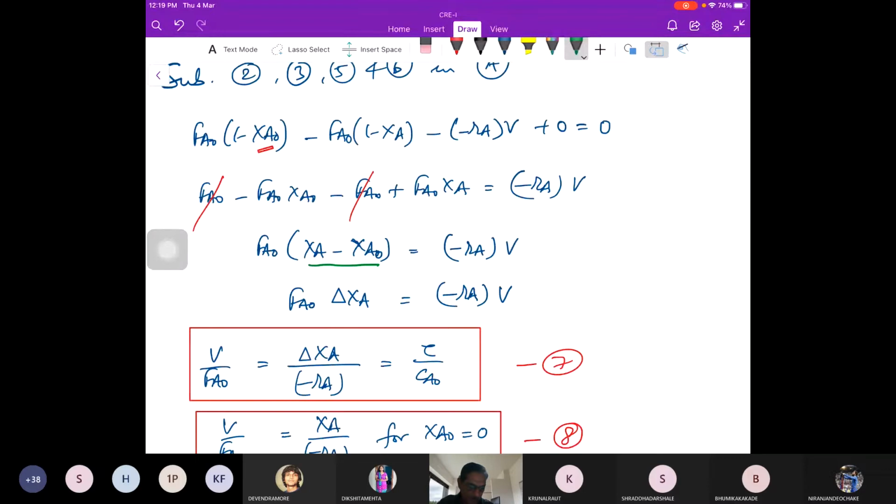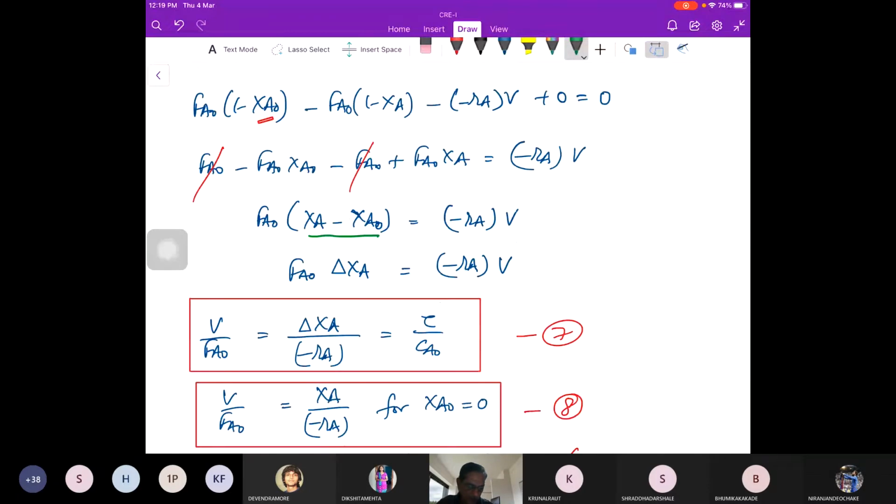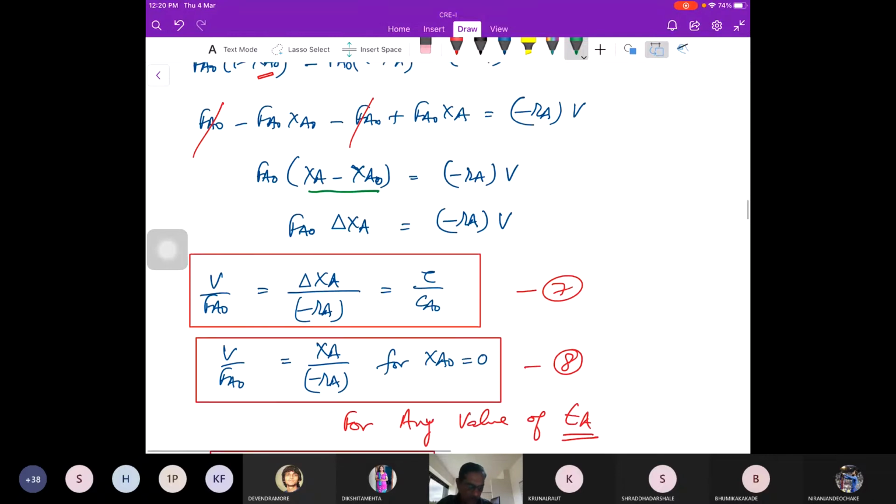Equal to minus Ra into V, or you can write Fa naught into delta X, final minus initial conversion, equal to minus Ra into V. If Xa naught is 0, it will be just Xa. So what you can write is, you can bring V here and Fa naught here, and you get V upon Fa naught equal to delta Xa upon minus Ra, and this is nothing but tau upon Ca naught. By definition we have seen that tau is equal to, what was the definition?